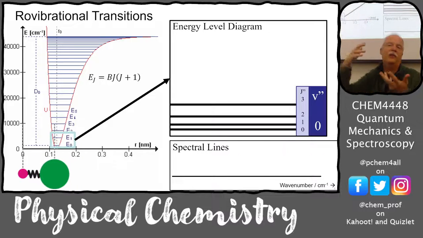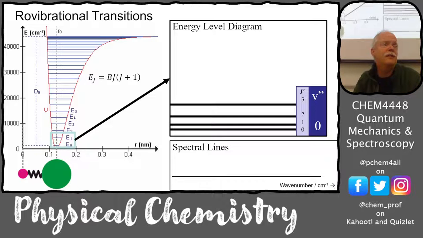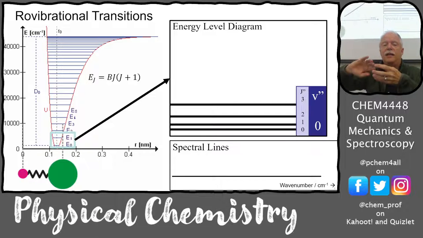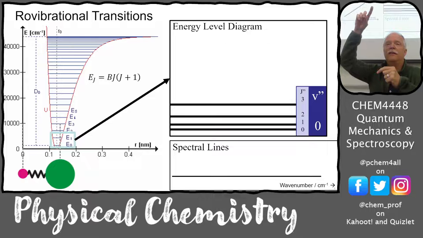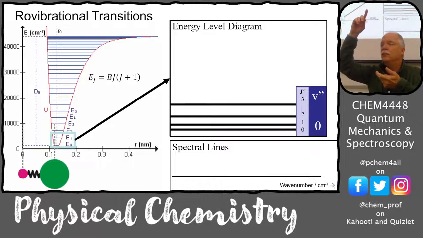I mean, they go up. Theoretically, there's no limit, okay? There could be hundreds and hundreds of rotational levels. And they can actually go up so high that they go past the V double prime equals one state.